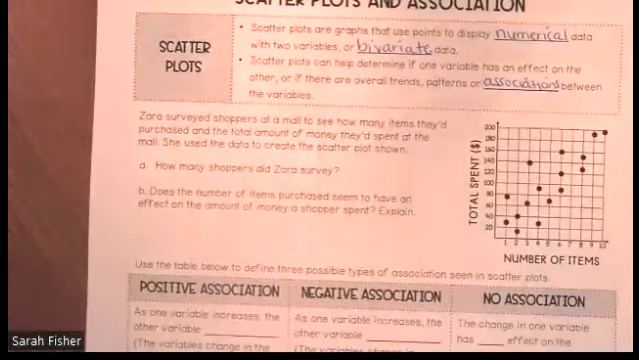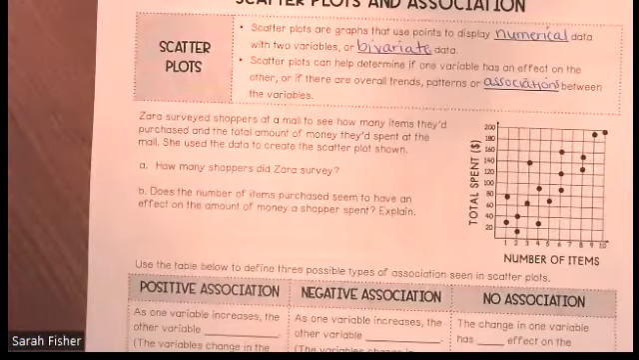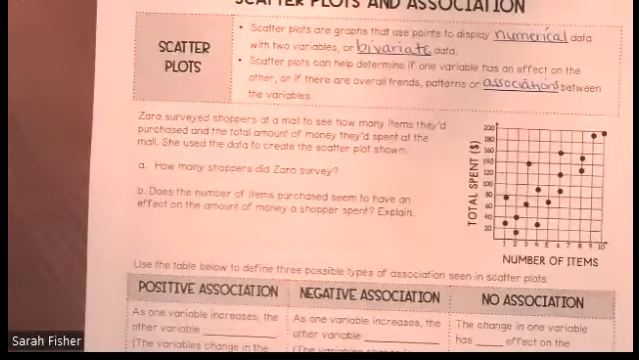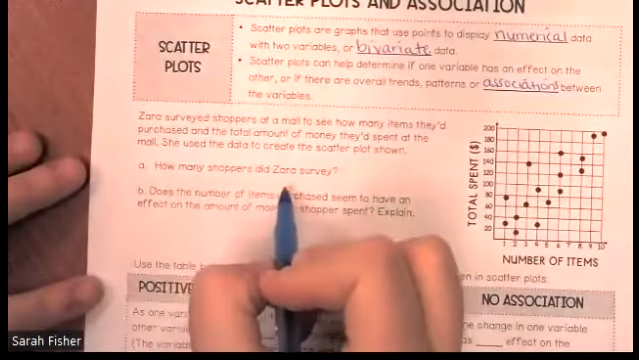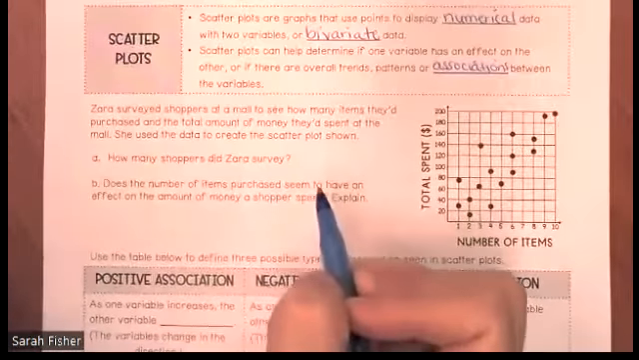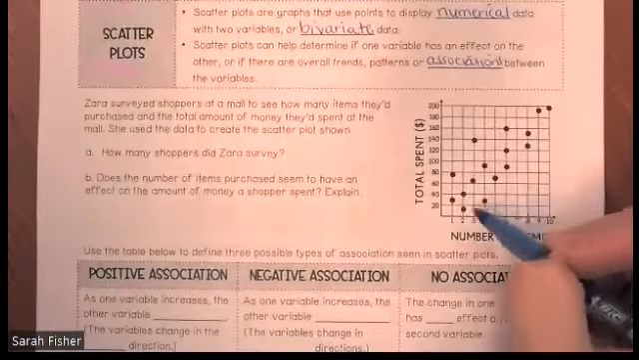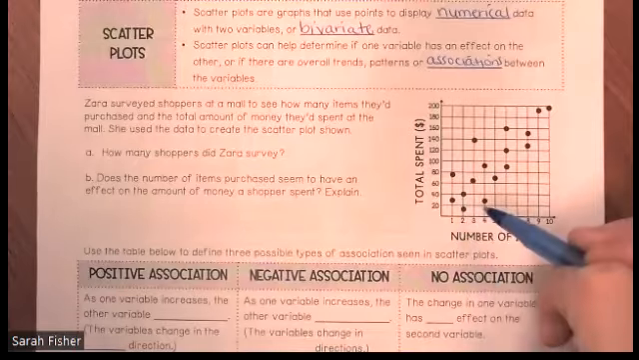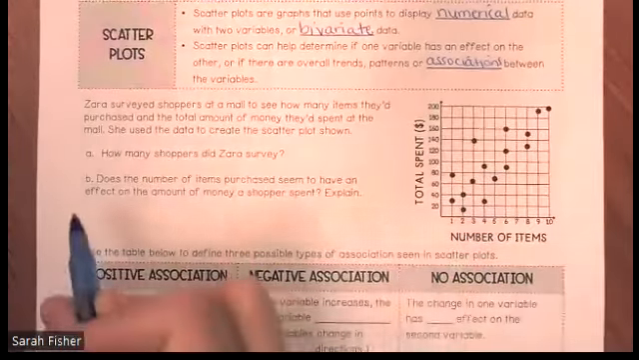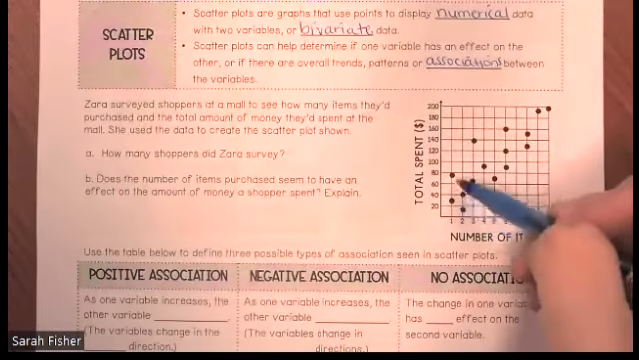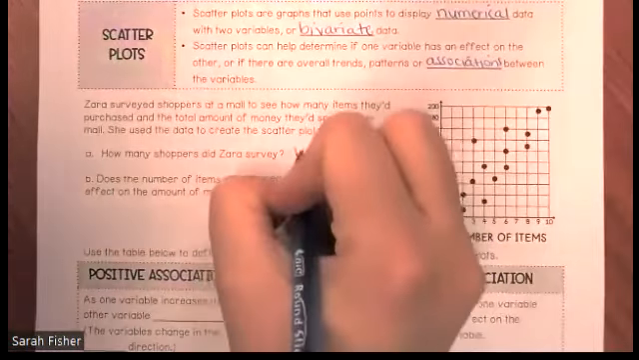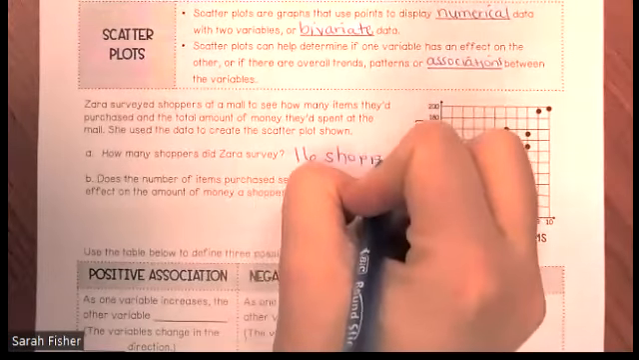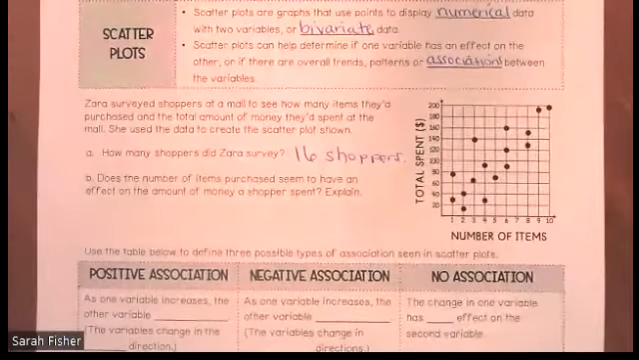So let's look at this example here. Zara surveyed shoppers at a mall to see how many items they'd purchased and the total amount of money they'd spent at the mall. She used the data to create the scatter plot shown. So the first question here, how many shoppers did Zara survey? Well, all you're going to do there is count the data points. Each data point represents a shopper and how many items they bought compared to how much money they spent on those items. So how many shoppers did Zara survey? If you count up all those dots, you do get 16. That's 16 shoppers.